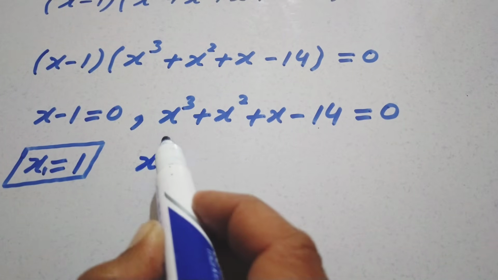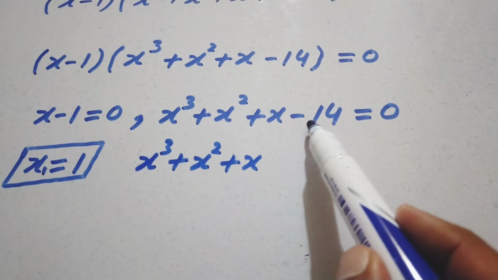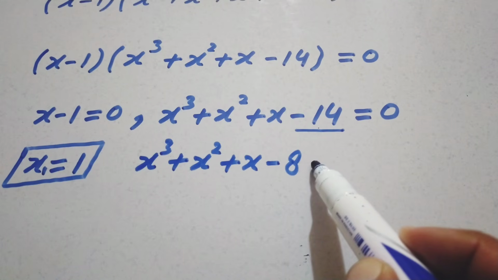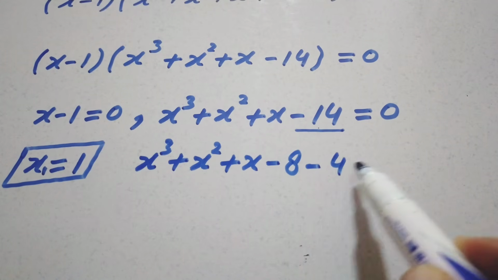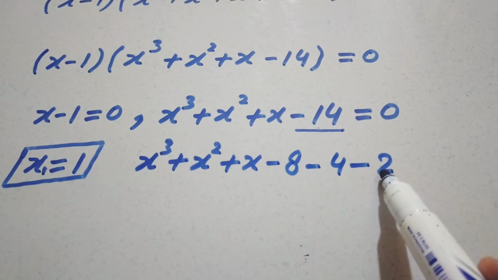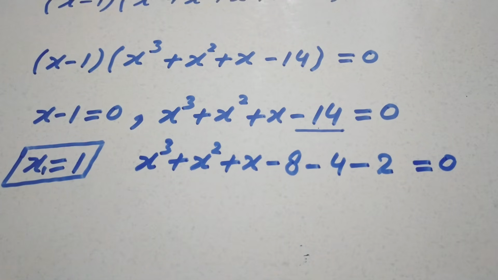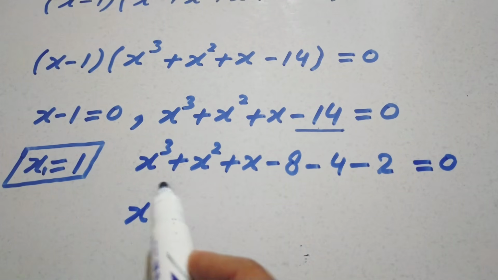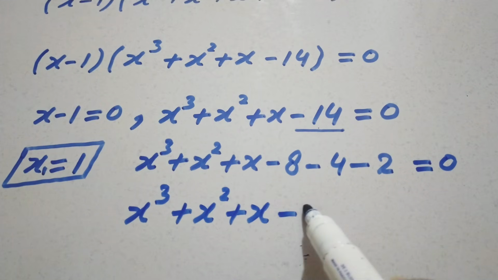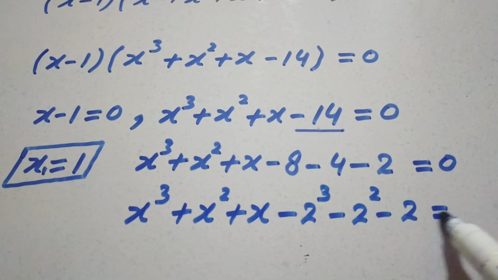Now x cube plus x squared plus x, in place of negative 14 we will write negative 8 plus negative 4 plus negative 2. 8, 4 and 2, we get 14 with negative sign, is equal to 0. Now we can write this as x cube plus x squared plus x minus 8 is 2 cube, minus 4 is 2 squared, minus 2 is equal to 0.